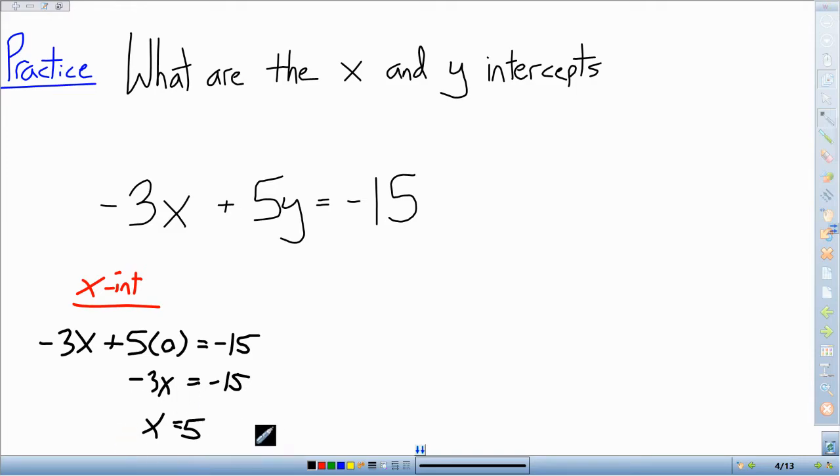Okay, but again, don't stop there. Actually give me the coordinates. That means it's at 5 on the x, 0 on our y. So there is my x-intercept.